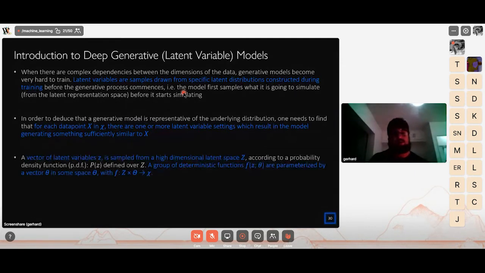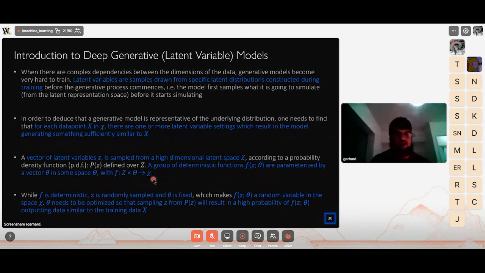In order to deduce that your generative model is representative of the underlying data distribution which you're trying to capture, you need to find that for each data point X, there are one or more latent variable settings which result in the model generating something sufficiently similar to the X that you gave it. So essentially, you're sampling latent variables from this high-dimensional space Z according to a PDF, which is defined over a group of deterministic functions, and these functions are neural networks parameterized by theta. With a neural network acting on your latent space parameterized by theta, you're hoping to map back to X, to your actual data distribution.